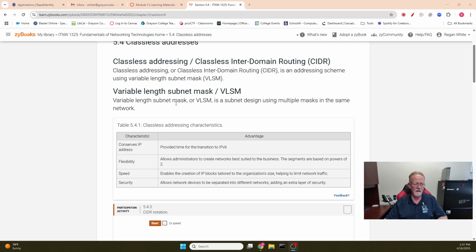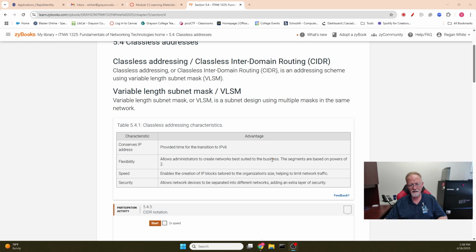A variable length subnet mask is a subnet designed using multiple masks of the same network. So you're subnetting, basically, is what you're doing. You're breaking the network up into parts, and each one of those parts is going to have a different subnet mask. What it does is it conserves IP addresses; basically it's a stopgap for transitioning to IPv6. It provides flexibility. You can create networks best suited for the business, whatever the business needs.